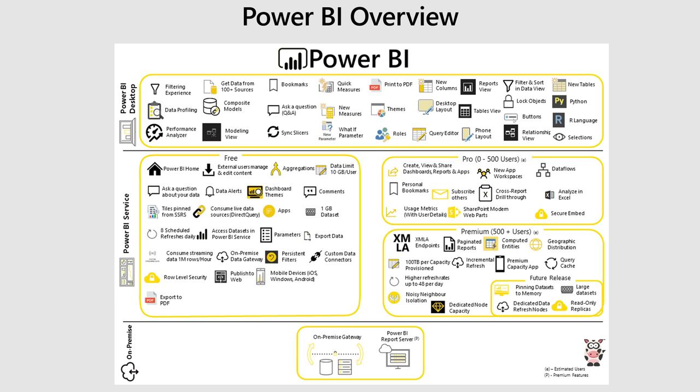And then you've either got your free component, your pro component, or your premium. Obviously, each one builds on top of the other: free, then free plus pro, then pro plus premium. And then at the bottom, you've either got your on-premise data gateway, or you can use Power BI report server, which has pretty much all the desktop functionality that you can then use on-premise.